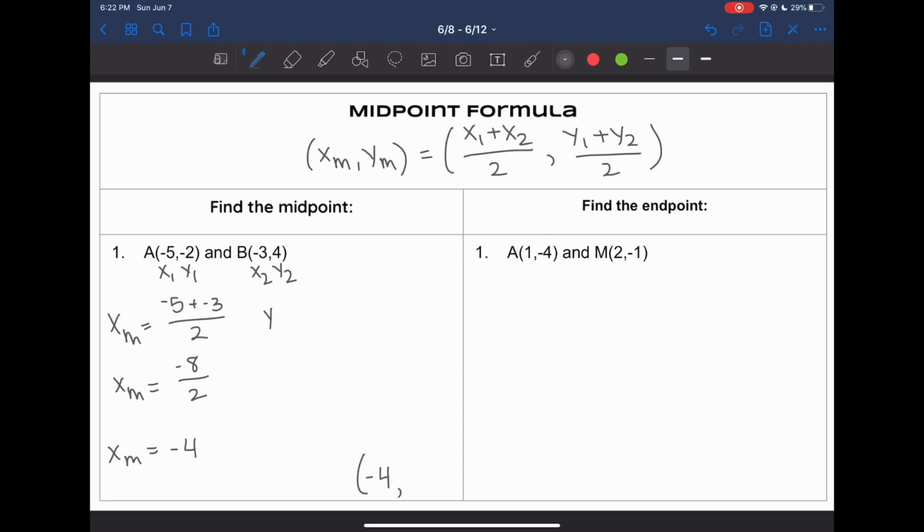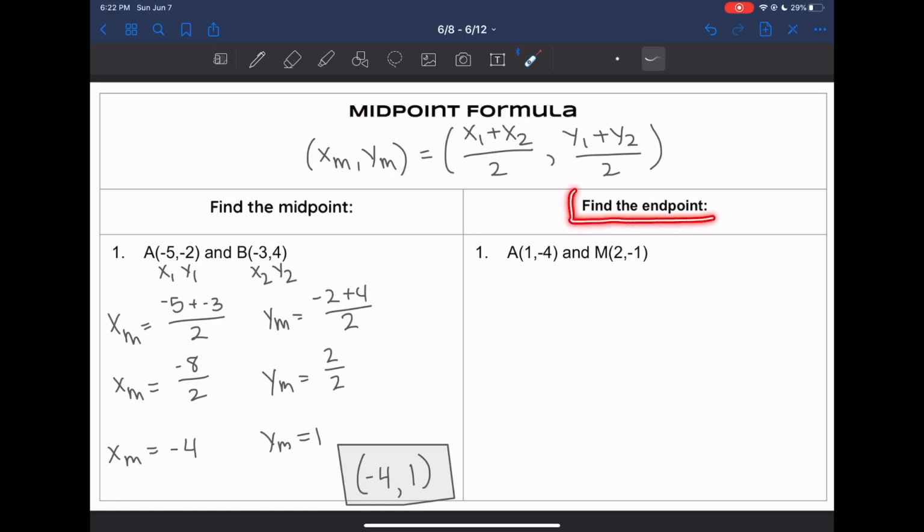Same thing to find the y of the midpoint. So -2 plus 4 over 2. -2 plus 4 is 2 over 2. And 2 divided by 2 is 1. So our y value of the midpoint is 1. And the midpoint between those 2 points is -4, 1.